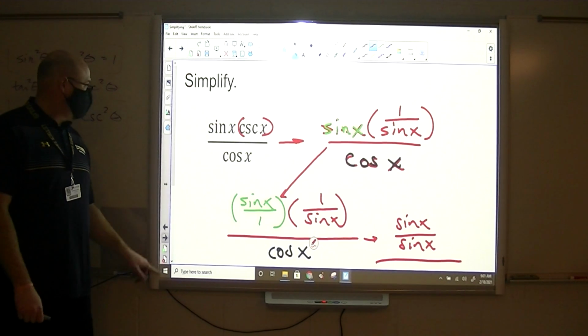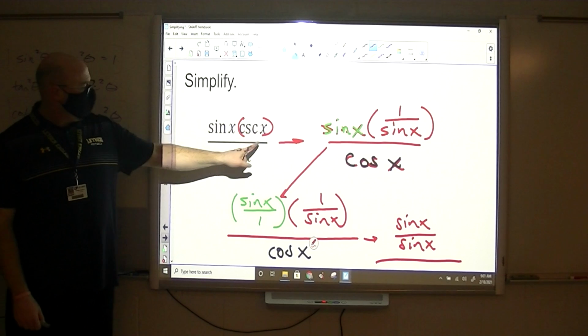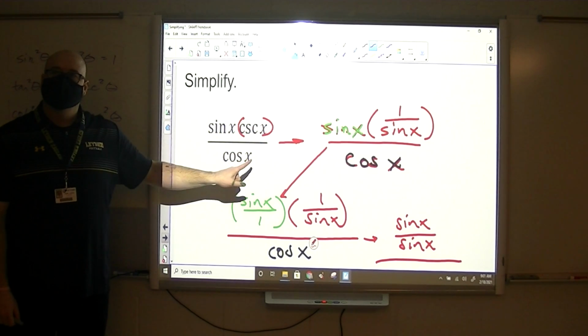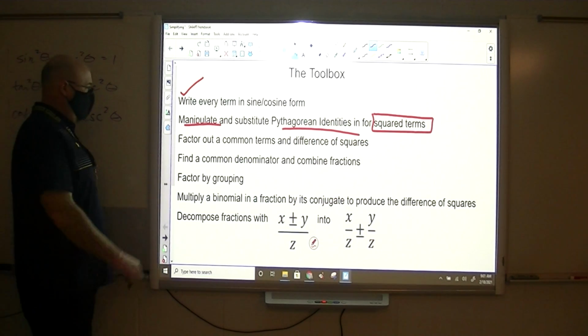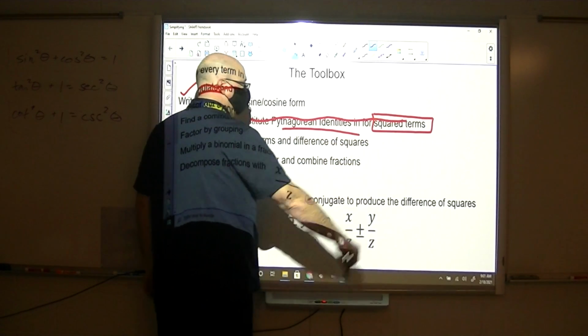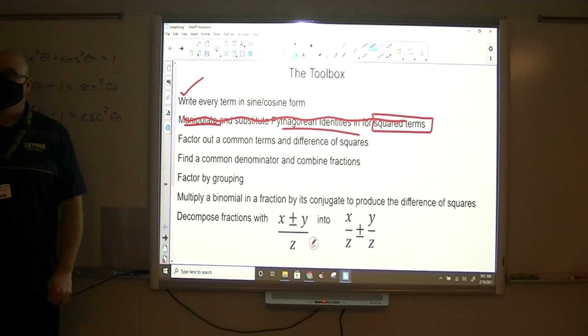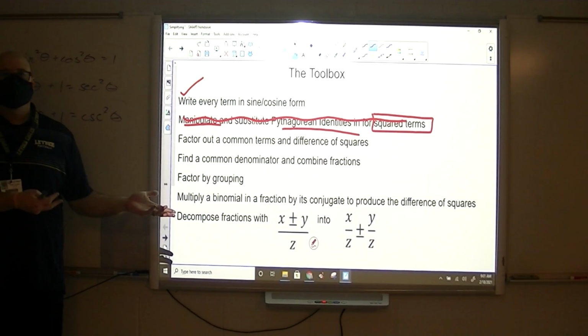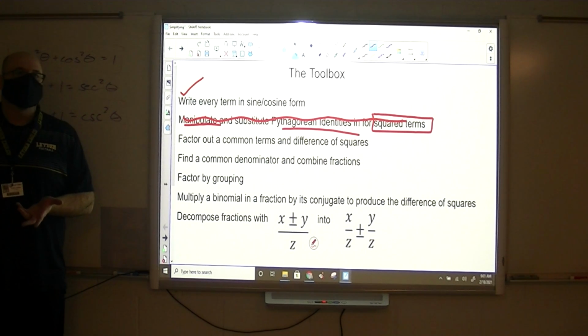Look at this one. Nothing in this problem is squared. So, I wouldn't even have tried this. Okay? Because there weren't squared terms. So, that tool's not going to help me right away.